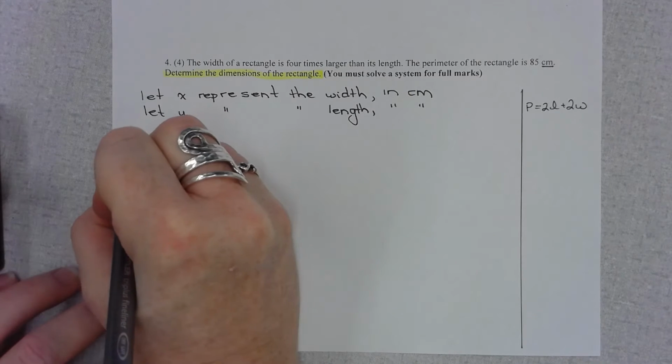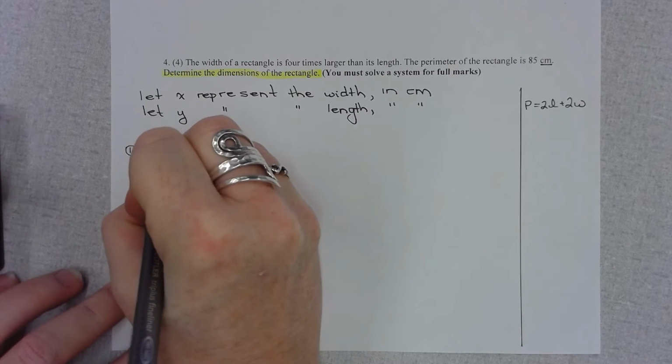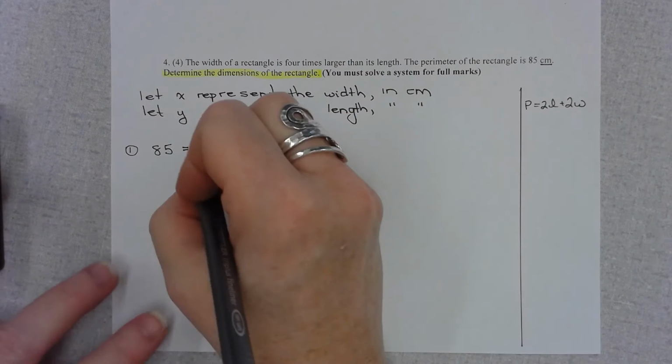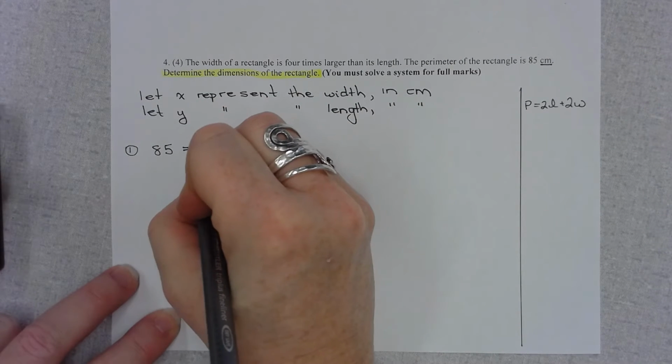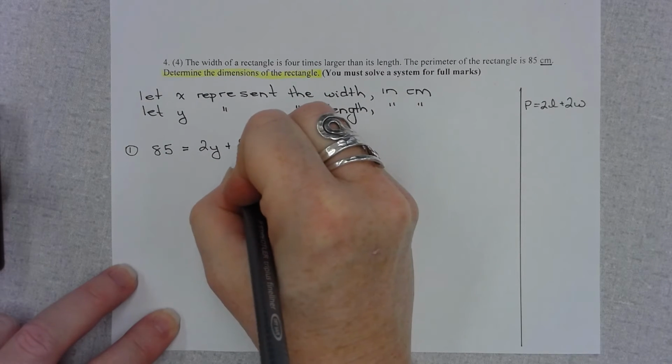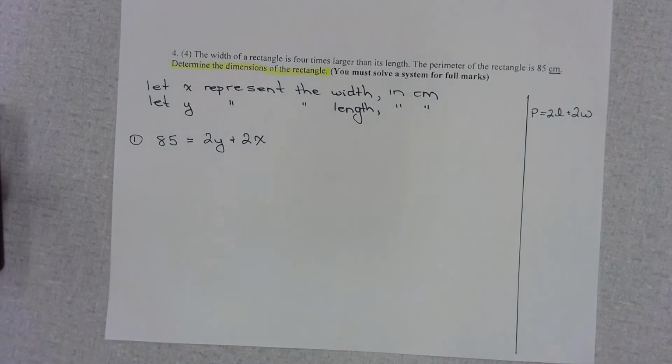So we know that 85 is equal to 2 times the length, so the length is y, plus 2 times the width. And the width in this case is x. So that's our first equation sorted.